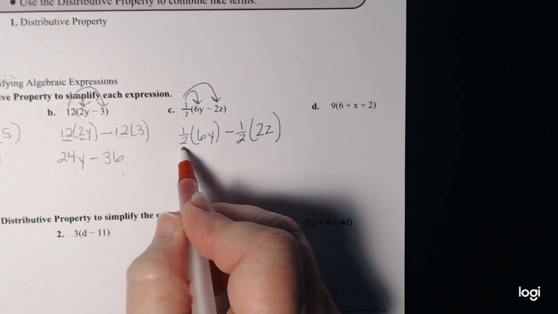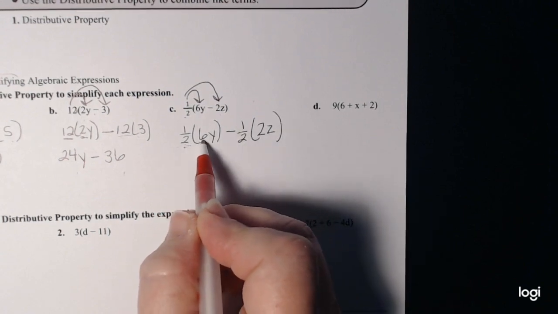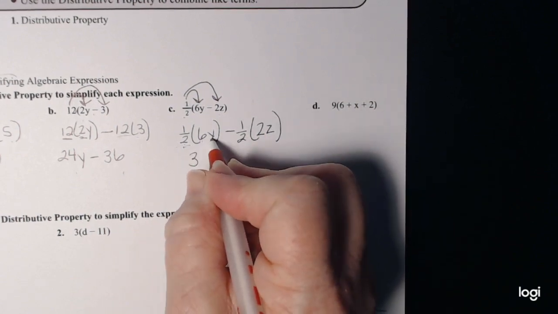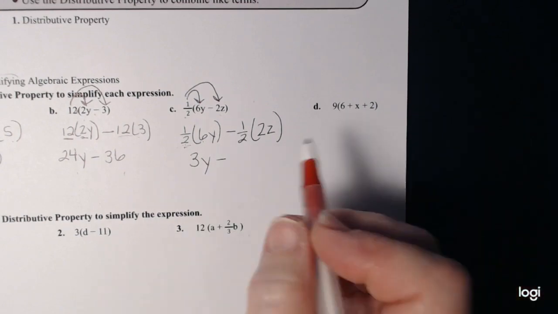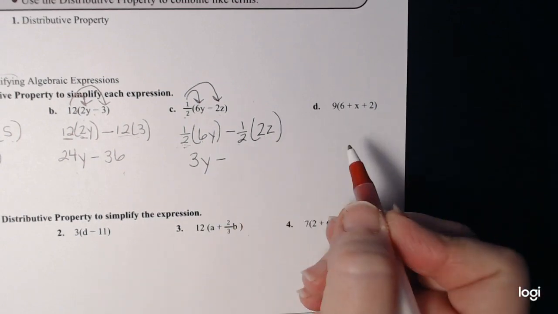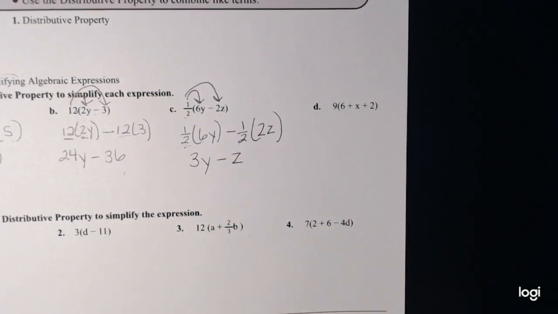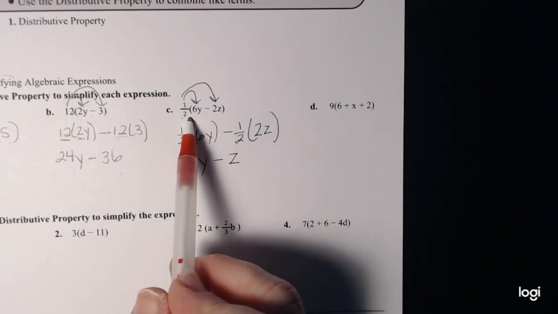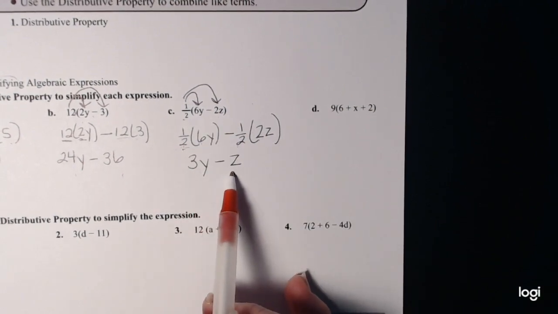All right, well, let's see. I can simplify this. I can take 1/2 times 6. Well, half of 6 is 3, and we have to keep the y. Keep our sign. What's half of 2? 1. Well, we've learned in class that we don't need to put a 1 in front of the z because we can see that that is 1z. So our simplified answer is 3y minus z.